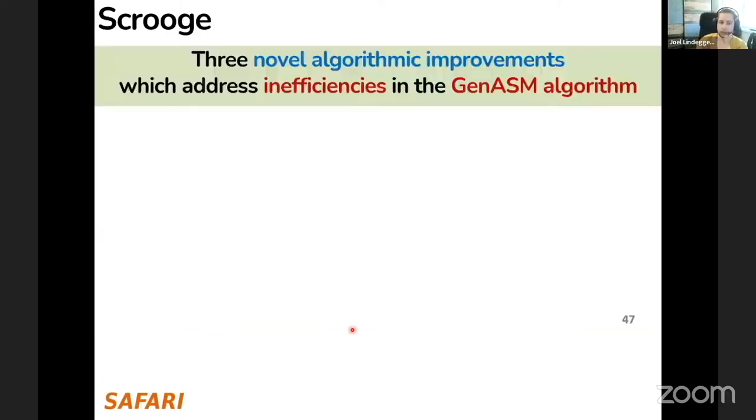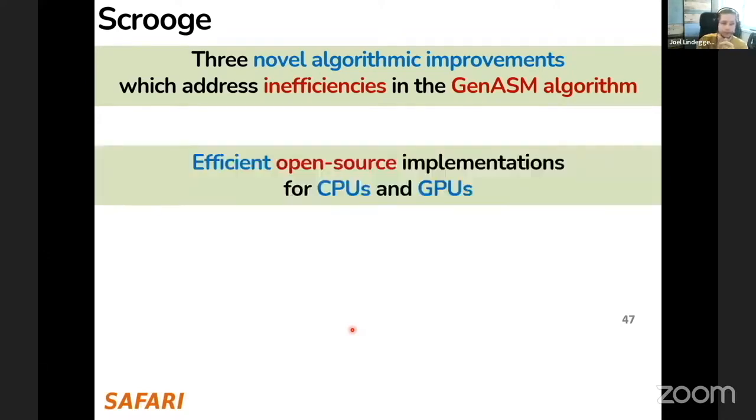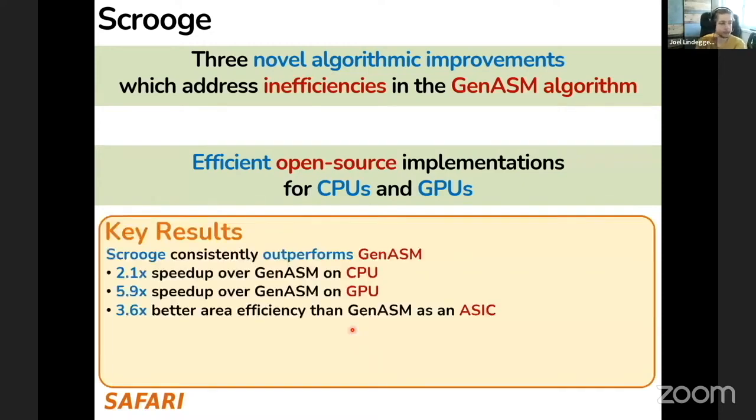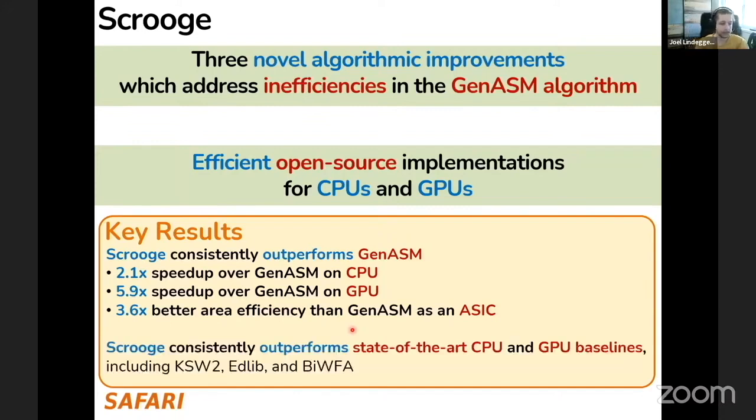So to this end, we propose Scrooge, and Scrooge includes 3 novel algorithmic improvements on top of what I just showed, which address some inefficiencies in that algorithm that I'm going to show in a second. And it includes efficient open source implementations for CPUs and GPUs that are all available on GitHub. In particular, Scrooge consistently outperforms GNASM on CPU, GPU, and ASIC by some 2.1 to 5.9x, depending on the hardware. And Scrooge also outperforms state-of-the-art CPU and GPU baselines, including KSW2, EDLib, and BiWFA.